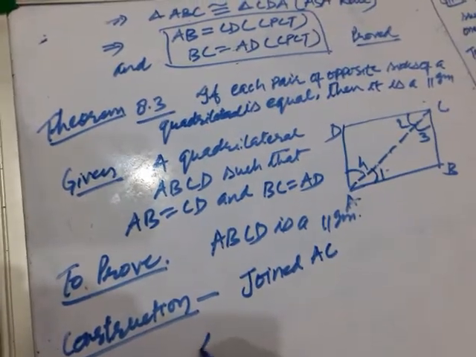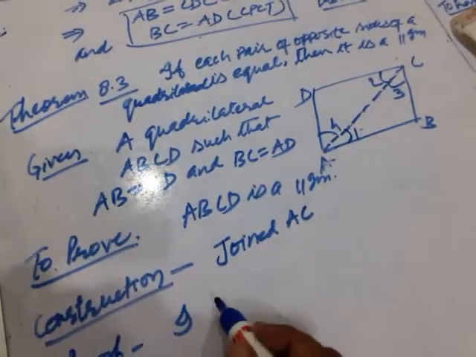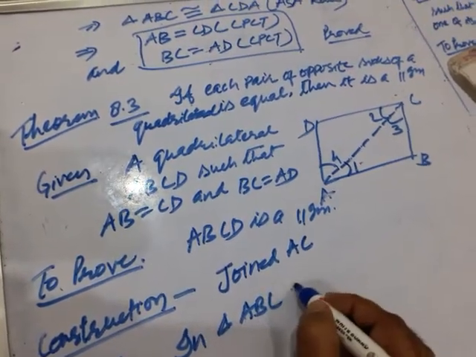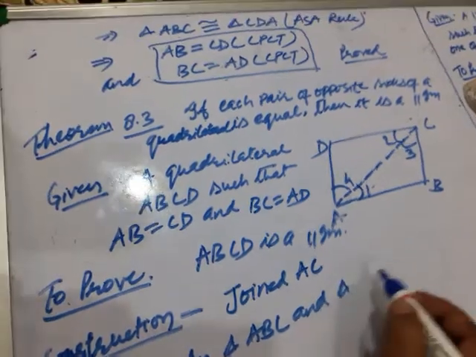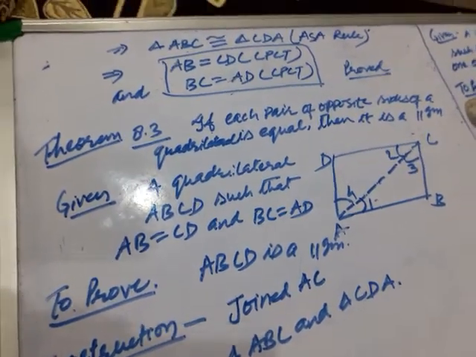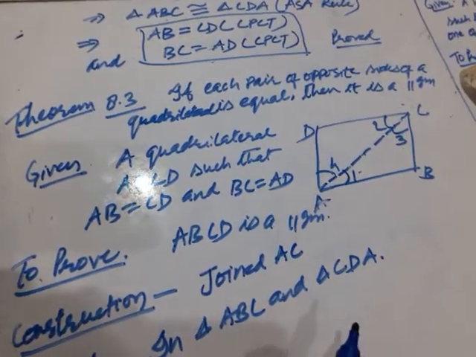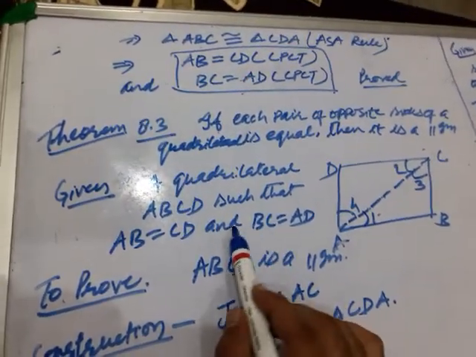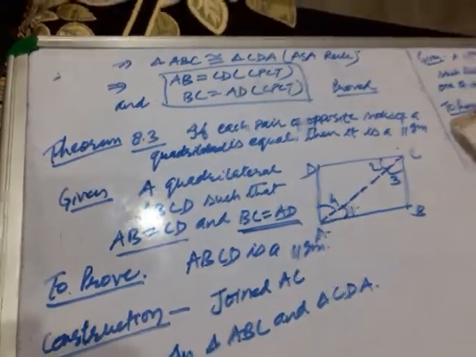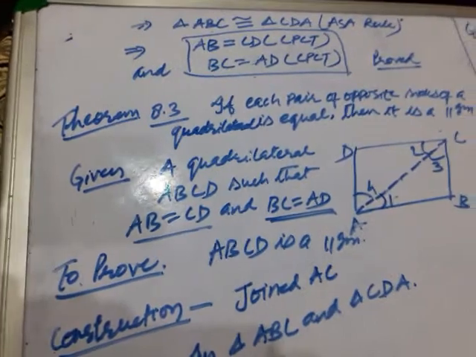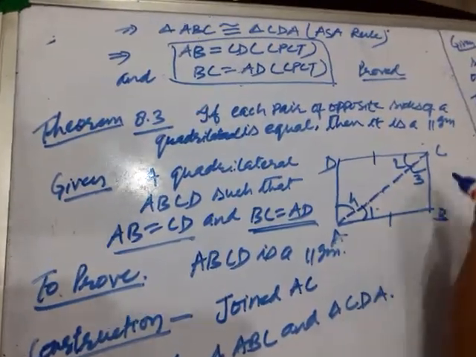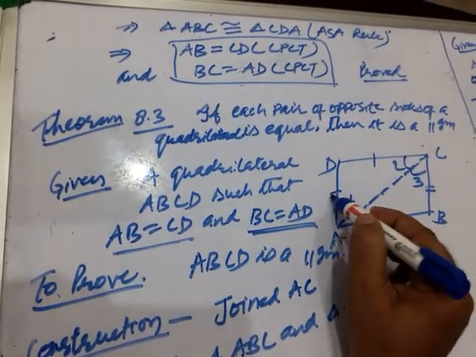Start proving, children. In triangle ABC and triangle CDA, what do we have? What is given here? Whatever is given, you have to utilize that while proving the theorems. What is given? AB equal to CD, it is given, and BC equal to AD, that is given.